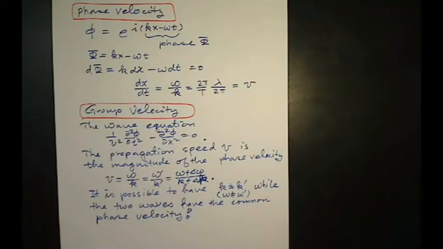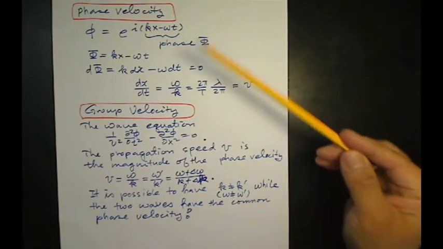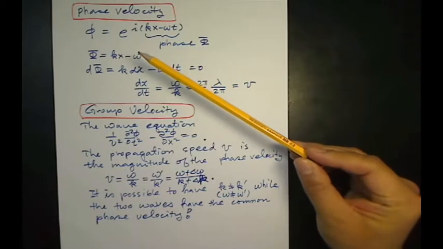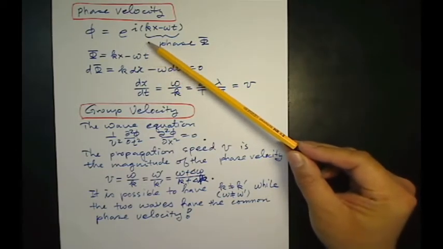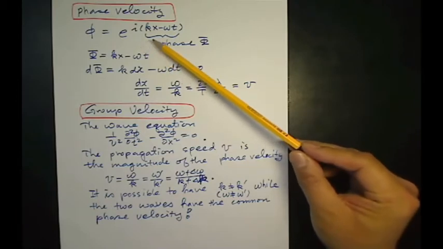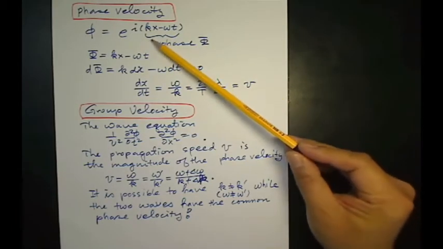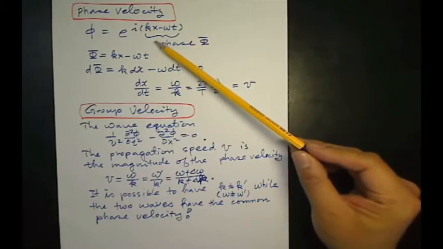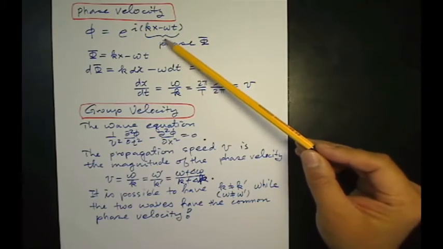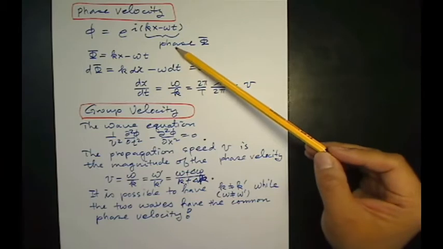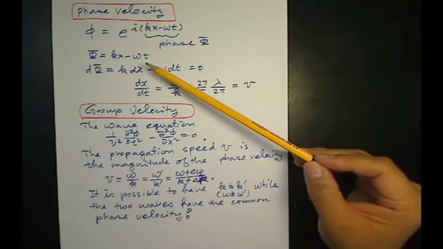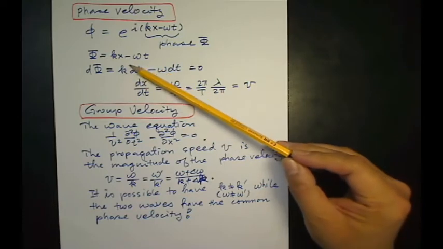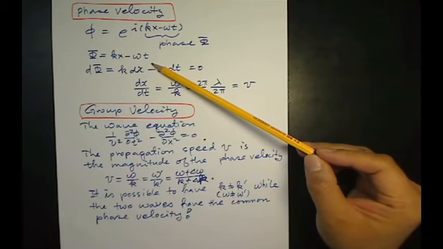Phase velocity: let us consider the case where we have a complex wave with the exponential e^{i(kx − ωt)}. The argument of this exponential is called the phase. And phase velocity is the velocity of the wavefront keeping the phase the same.